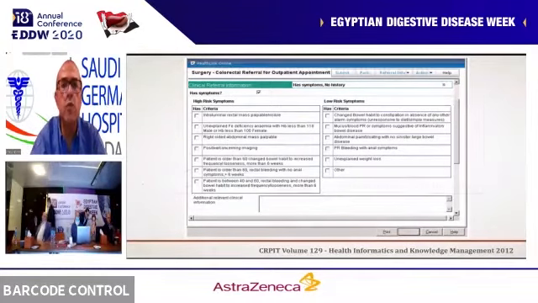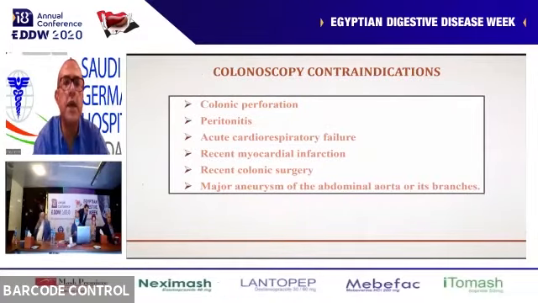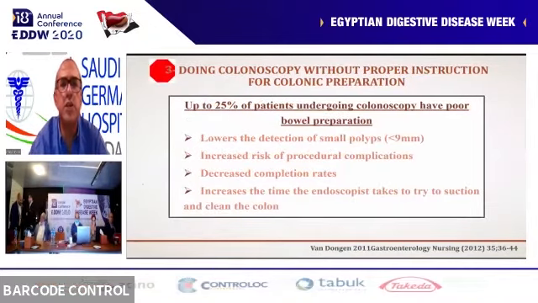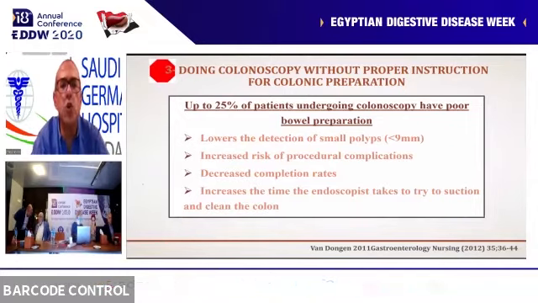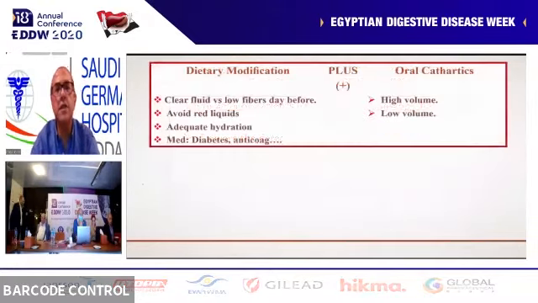Then we have some contraindications. We should not go for colonoscopy if you expect perforation, peritonitis, acute heart failure, or there is a recent colonic surgery or aneurysm. Doing colonoscopy without proper preparation, we had the discussion with Professor Ray. It should not be done, as up to 25% of patients undergoing colonoscopy have poor bowel preparation. This will lower the detection of small polyps, increase the risk of complications, decrease the completion rate, and increase the time the endoscopist takes for suctioning and cleaning of the scope.